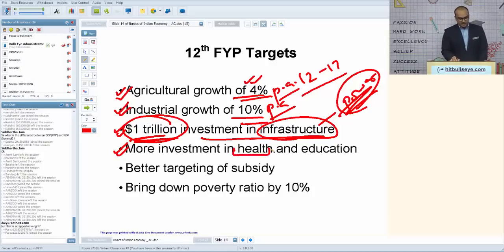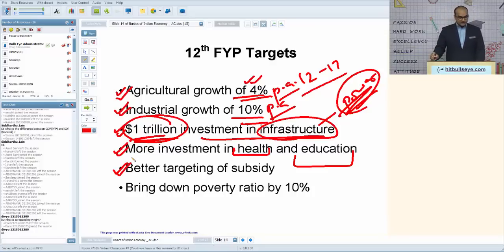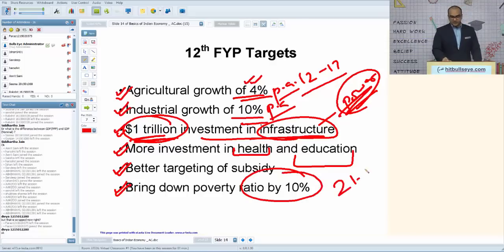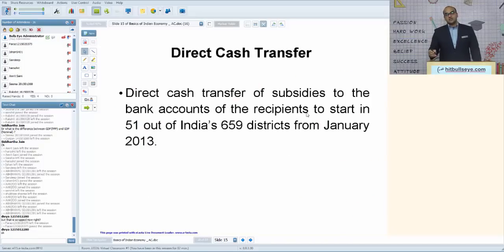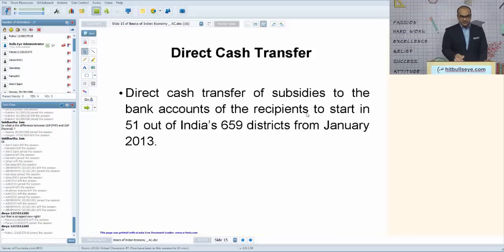Again, we need greater focus on health and education. Divya, the 12th five-year plan has not been scrapped, even though the Planning Commission has been done away with. Again, we continue to plan for better targeting of subsidies and to bring down the poverty ratio by 10%. So we had 21.9%. We want to reduce it to 11.9%.